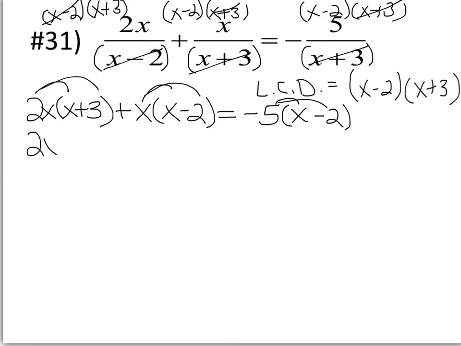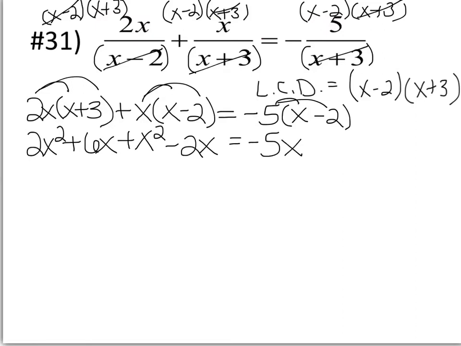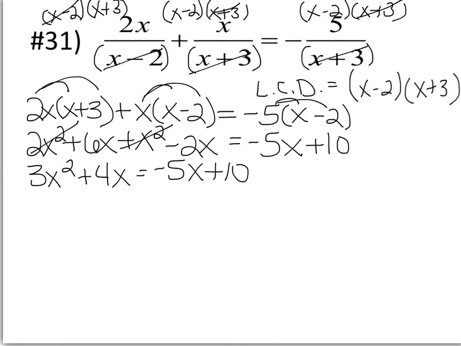2x times x is 2x squared. 2x times 3 is 6x. X times x is x squared. X times negative 2 is negative 2x. Negative 5 times x is negative 5x. And negative 5 times negative 2 is positive 10, I'm sorry. Combine like terms. 2x squared plus x squared is 3x squared. I'm going to cross those out so I don't use them again. 6x minus 2x is positive 4x is equal to negative 5x plus 10.